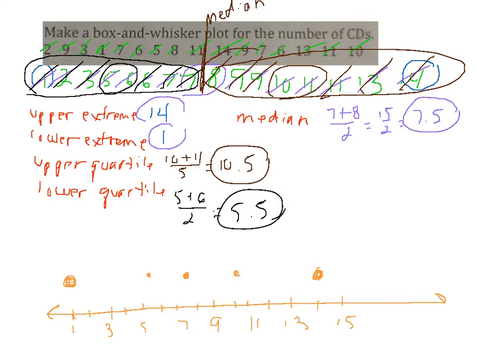The 3 points in the middle create a box, and the one that's in the middle of that is going to be the median. And we do the whiskers going from the upper quartile out to the upper extreme and from the lower quartile to the lower extreme. So there's our box and whisker plot.